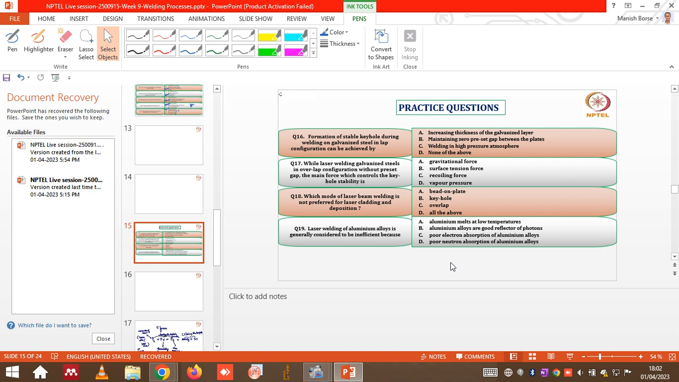So the 16th question, we can say that formation of a stable keyhole during welding on galvanized steel in the lab configuration can be achieved by. Okay, so if you remember, we have seen there are three different cases.